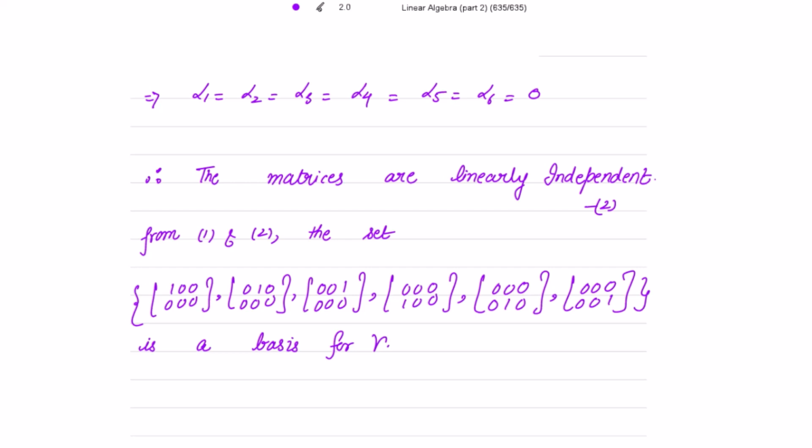So from 1 and 2, because V is generated by these matrices and these matrices are linearly independent, from these two results we can say that these matrices form a basis for V. So from 1 and 2, the complete set of these matrices is a basis for V. Thank you.